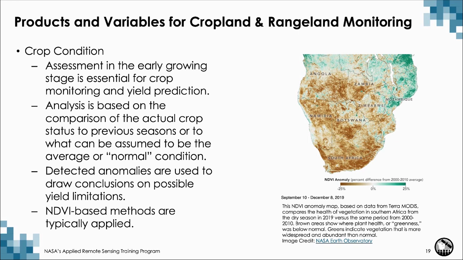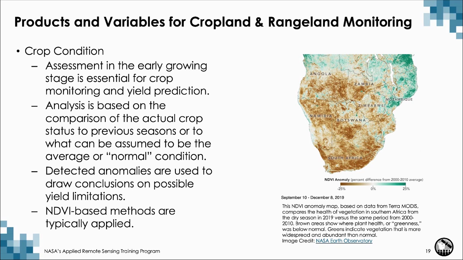The analysis of crop condition is based on the comparison of the actual crop status to previous seasons or to what can be assumed to be the average or normal condition. This establishes normal growing conditions for the crops in a specific area. NDVI can also monitor pasture and rangeland conditions and productivity.